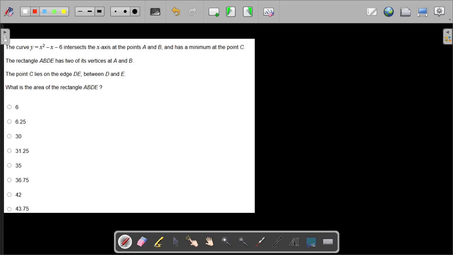Welcome students, let us see one more question. This question says the curve y equals x square minus x minus 6 intersects the x-axis at points A and B. So let us draw the rough diagram here. Let us suppose this is the x-axis, this is the y-axis, and we have the equation y equals x square minus x minus 6.